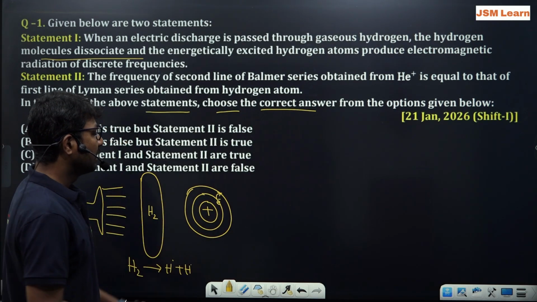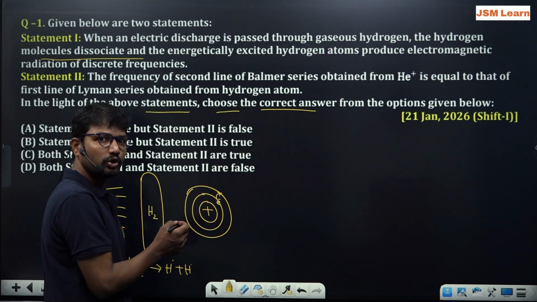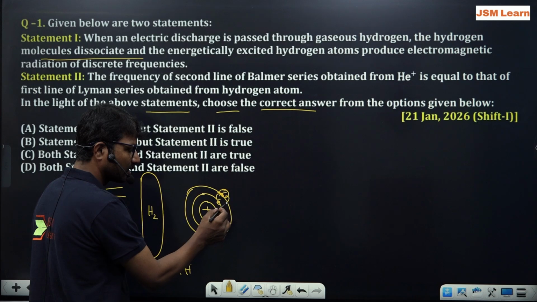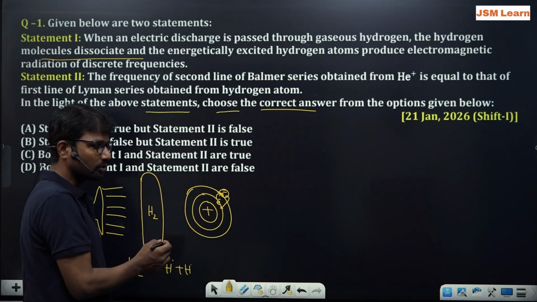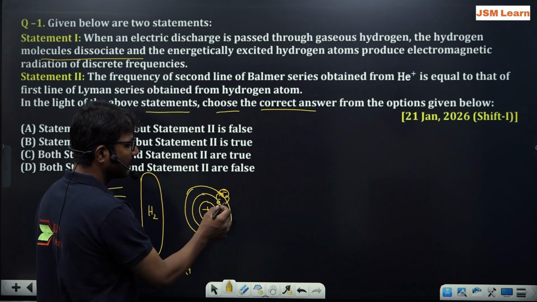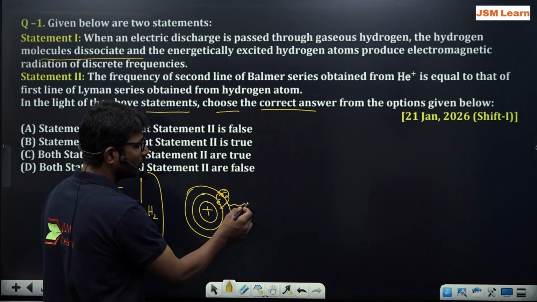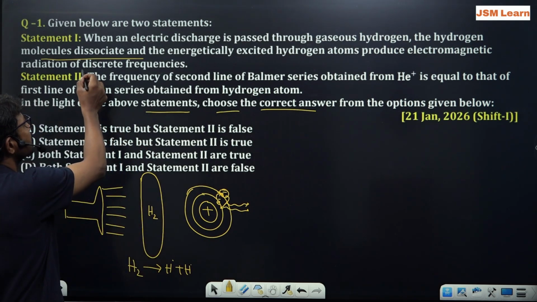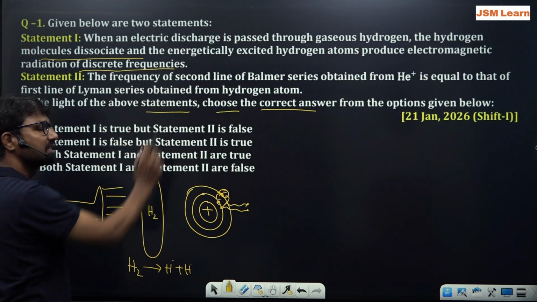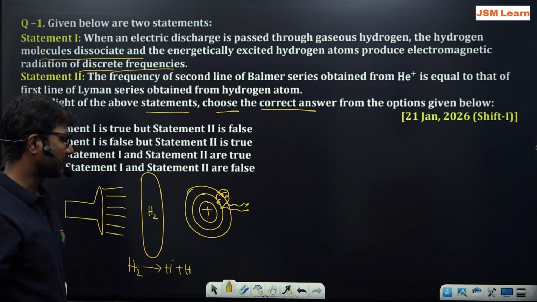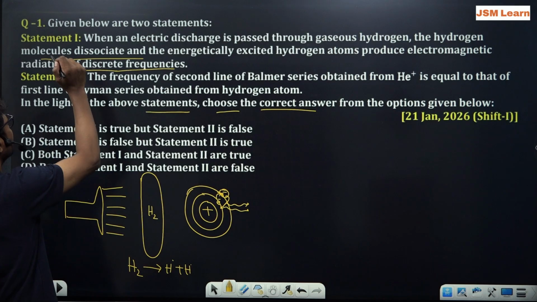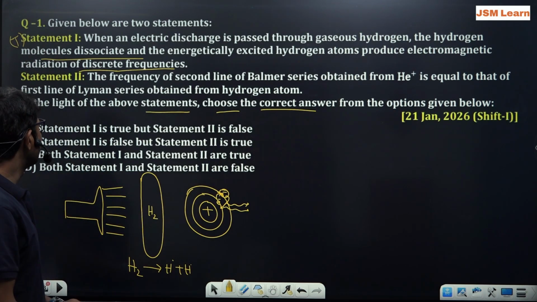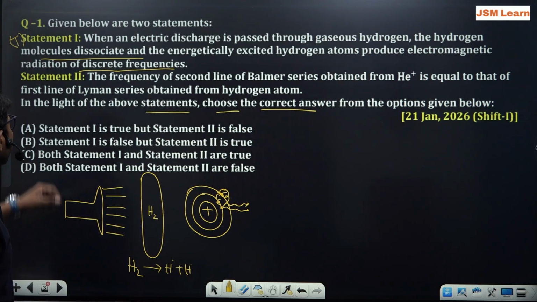As we know, in the higher energy level, the electron is not going to be stable for a long time. So as a result, that excited electron is going to come back into its original state, that is the ground state. While it is coming back, it is going to emit radiations. Those form the discrete lines, which have fixed frequencies. So that means statement 1 is true.